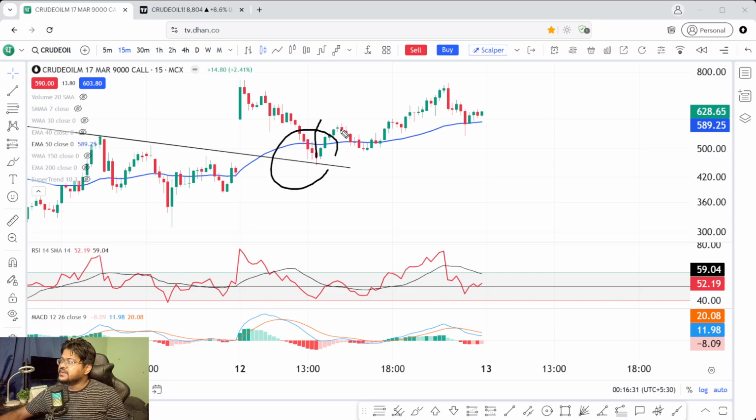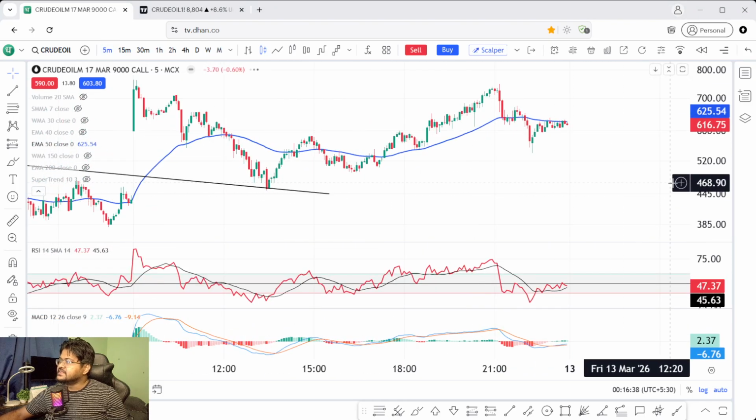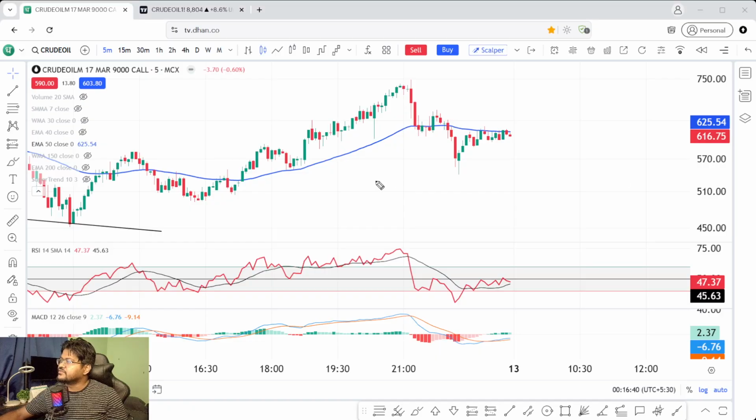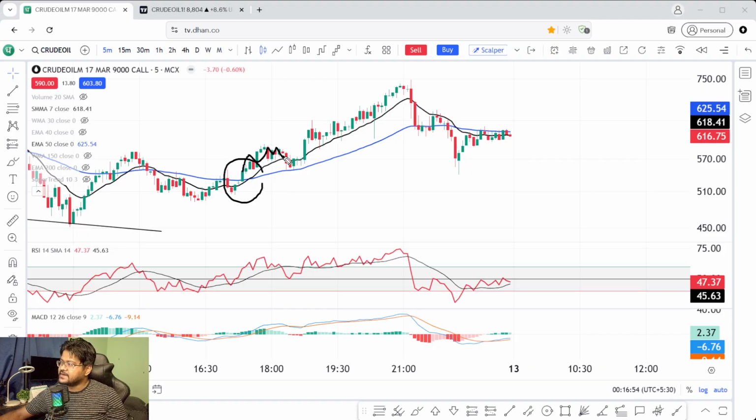Here it failed, but if we go to the 5 minutes time frame, we can see that finally it did take support of the 50 period EMA, and then it went up sharply. If I put the 10 EMA here, we can see the same thing. Here we see the crossover of 50 and 10. The bullish momentum had already started, and after using the 50 EMA as the final support, it went up.